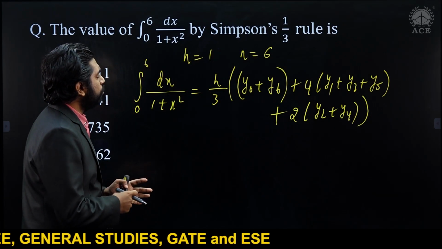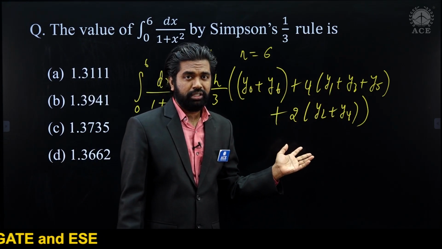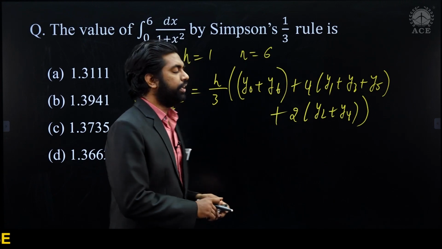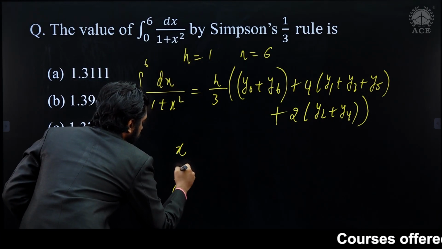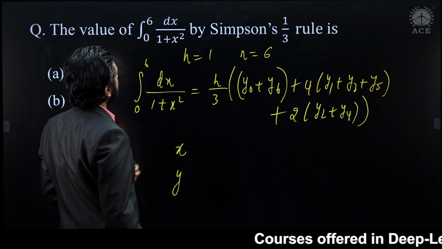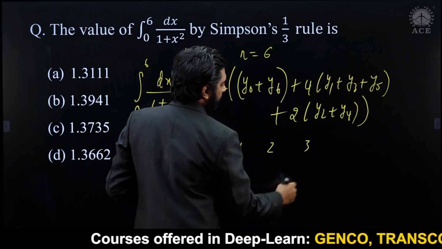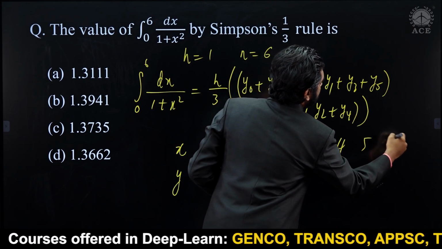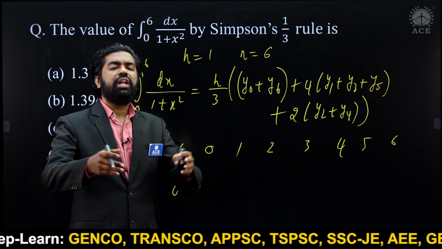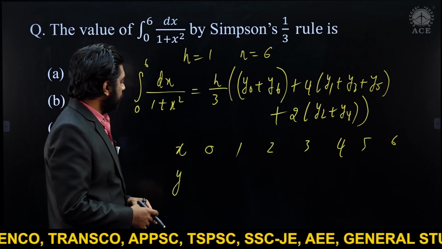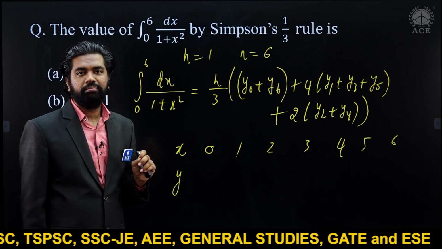Now to get this answer, we need y0, y1, and so on, all these values. So let's create a table. Let's say this is x, this is y. What are the values of x? The values of x are 0, 1, 2, 3, 4, 5, 6. Yes, I need to take 7 points. Between 7 points, you'll have 6 subintervals. So what is y? y is 1 by 1 plus x square.